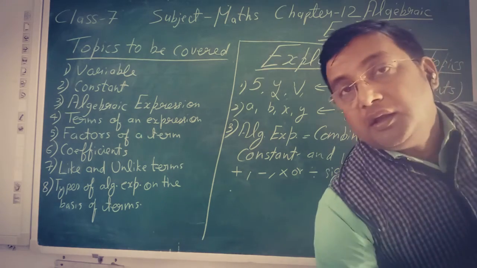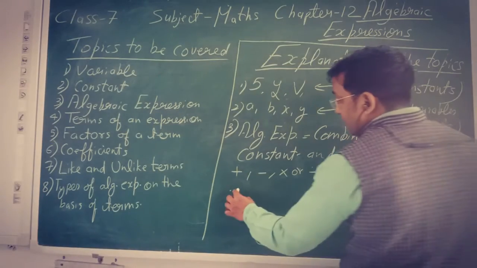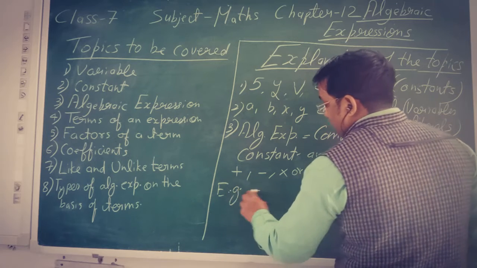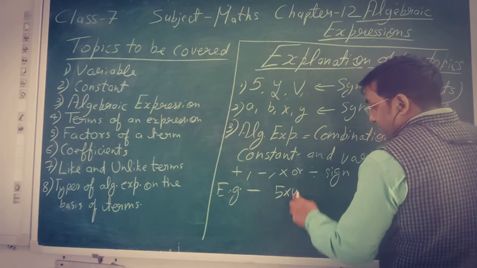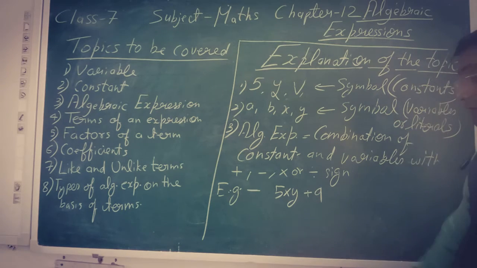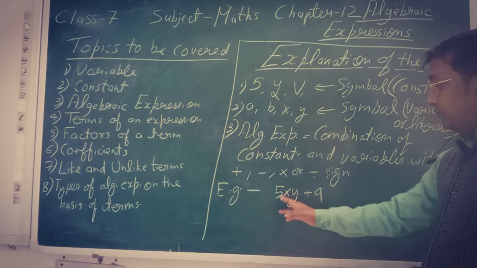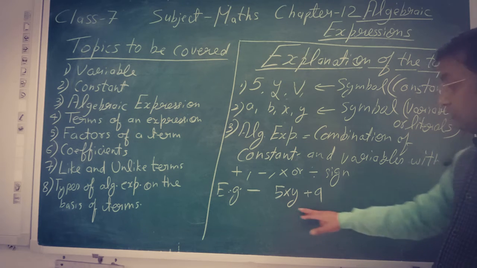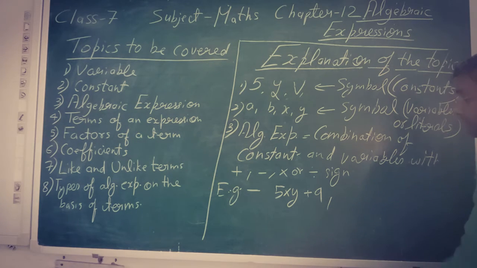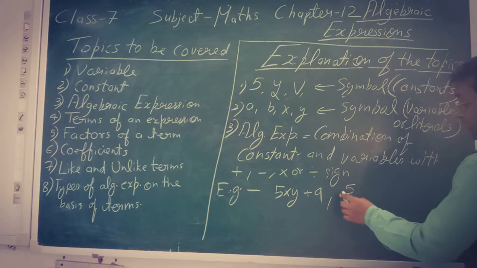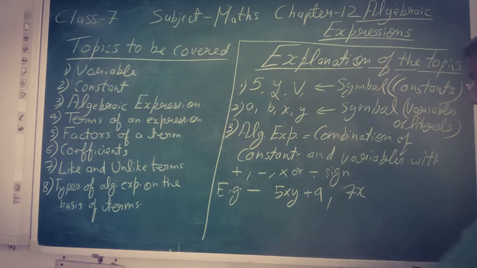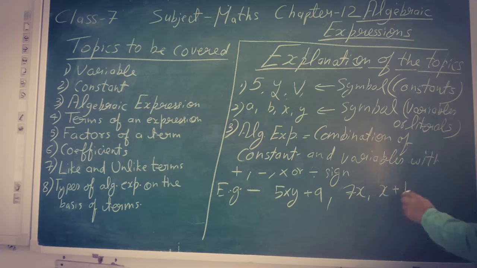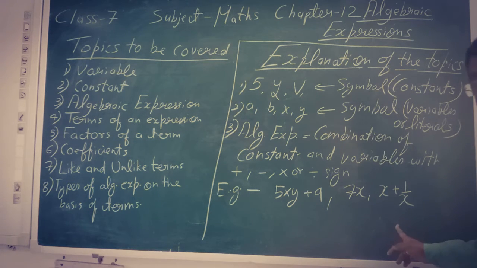Okay, let me give you an example here. Suppose 5 multiplied by y plus 9. This is a combination of constants and variables. So this is an algebraic expression. If you are writing 7x, this is also an algebraic expression. One more example, if I am writing like this, this is also an algebraic expression.